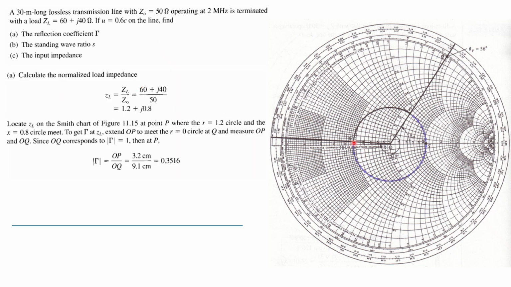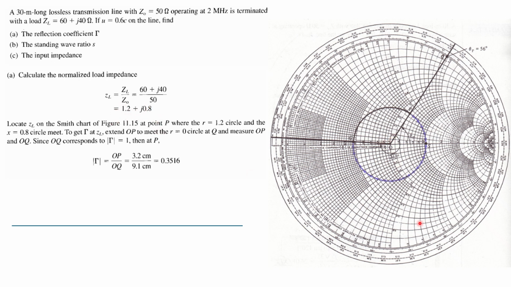In order to solve the questions related to the transmission line using ZL, first find out the normalized ZL. So here is your ZL, that is 60 plus j40. But in order to normalize it, divide by 50, that is Z0. Then you will get the normalized ZL. The value is 1.2 plus j0.8. Now locate this point on the Smith chart.